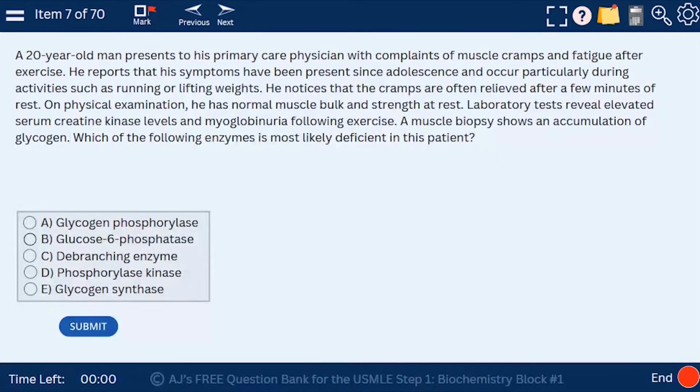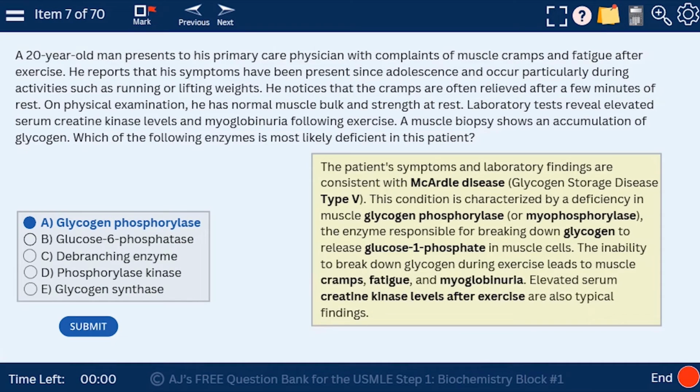All right, question 7. Here we have a 20-year-old man who has muscle cramps and fatigue after exercise. There's elevated serum creatine kinase and myoglobinuria following exercise. And the muscle biopsy shows an accumulation of glycogen. So here we have a problem with one of the glycogen storage diseases. And here it's the 5th one. And that's glycogen phosphorylase, a deficiency in glycogen phosphorylase, i.e.